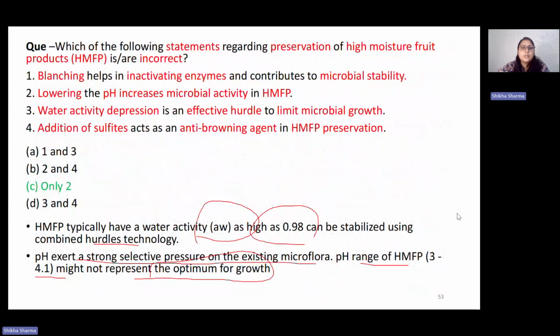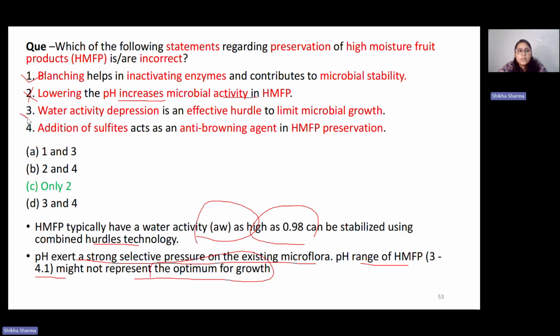So here in this question, we need to tell which are the incorrect statements. So the blanching, it helps in inactivating the enzymes, which is true, and it also contributes to microbial stability. So it is true. And lowering the pH increases the microbial activity, which is wrong, because when we are lowering the pH, most of the microorganisms will not be able to thrive.